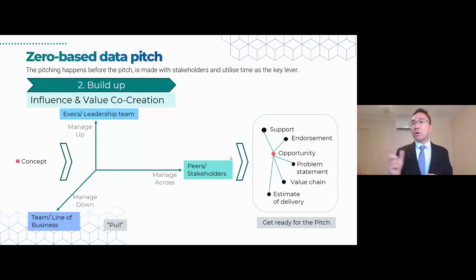Then at the end, we want to have it as an opportunity, something real, something that is already approved and endorsed by the crowd. It is becoming a pressure, if I can say it. What I want at the end of this build up phase is an invisible pressure for the next stage. That invisible pressure is going to be applied on top of the senior executives or the leadership team.